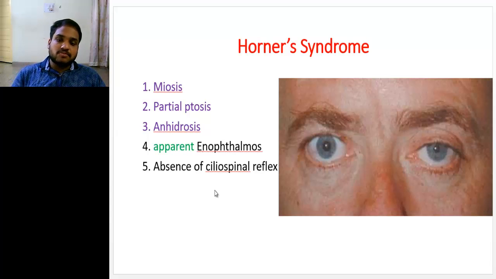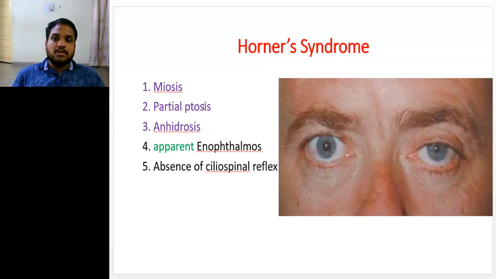Now there will be absence of ciliospinal reflex. What is ciliospinal reflex? Ciliospinal reflex is the dilatation of the ipsilateral pupil, right? The same-sided pupil will dilate in response to a pain that is applied on the neck. So if you apply a pain onto the neck, the same-sided pupil will dilate. For example, if you pinch the right side of the neck, the right pupil will dilate. So that is the ciliospinal reflex. That would be absent in case of Horner's syndrome.